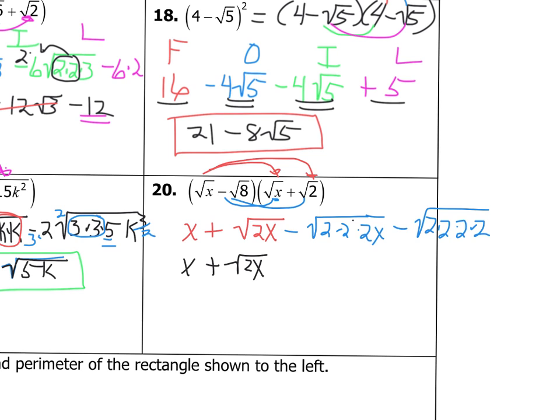But I can take out this pair of 2's out in front, so I get minus 2. This stays underneath, square root of 2x. Then here I can take out a pair of 2's, so that's going to be 2 times 2, so that's a minus 4.